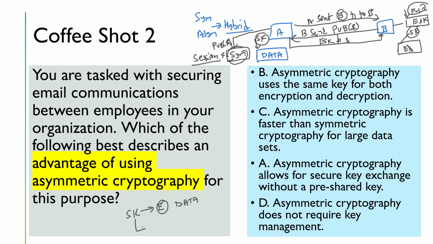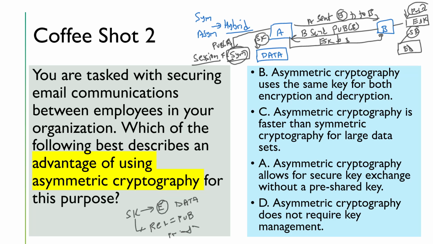And to exchange the session key, they use the receiver's public key to encrypt the data. Is it clear? And the receiver's private key to decrypt the session key. So that is why it is called hybrid. And this is the example of SSL/TLS.